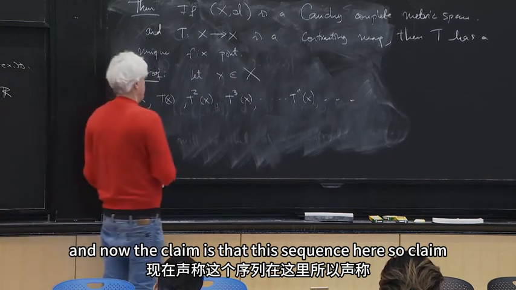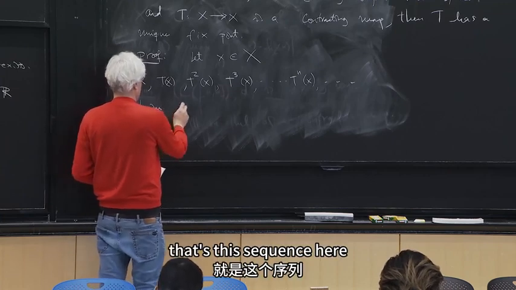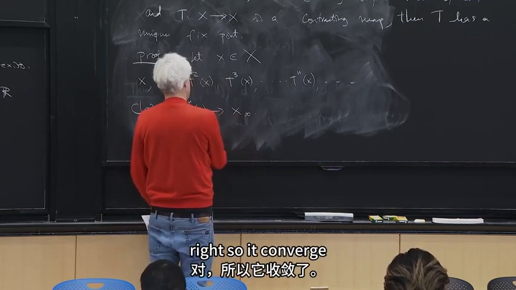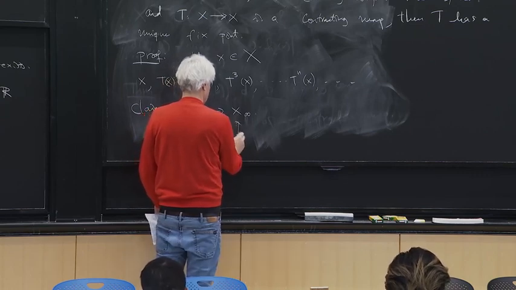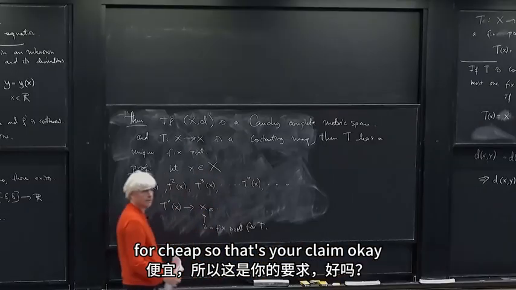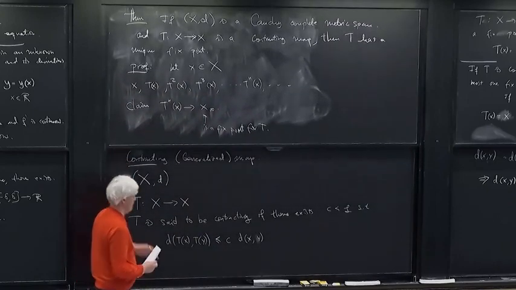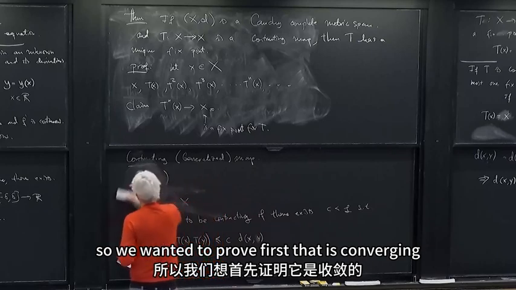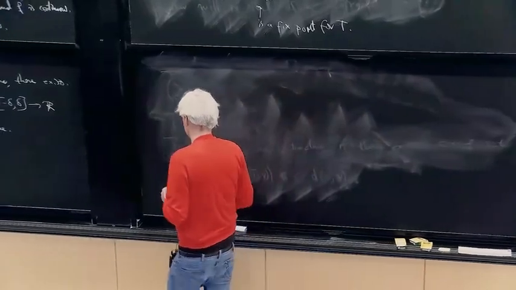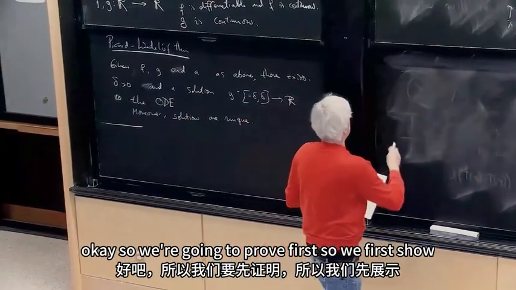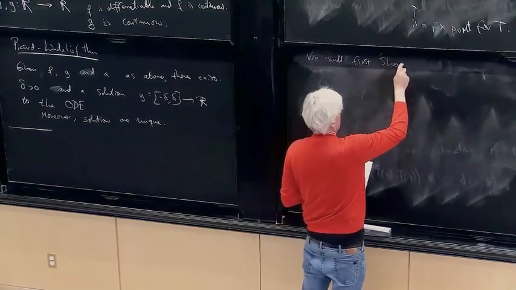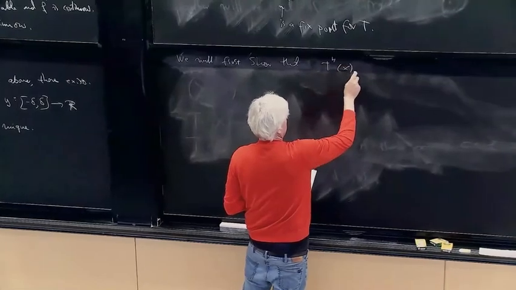And now the claim is that this sequence here converges, and the limit here is a fixed point for T. So that's a claim, okay? Now, we wanted to prove first that it's converging. So we'll first show that T^n of X is a Cauchy sequence.